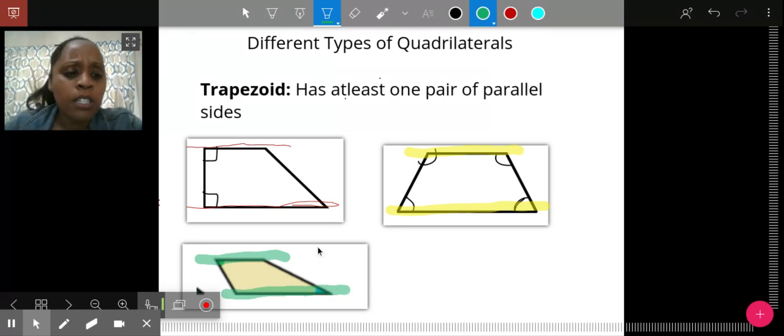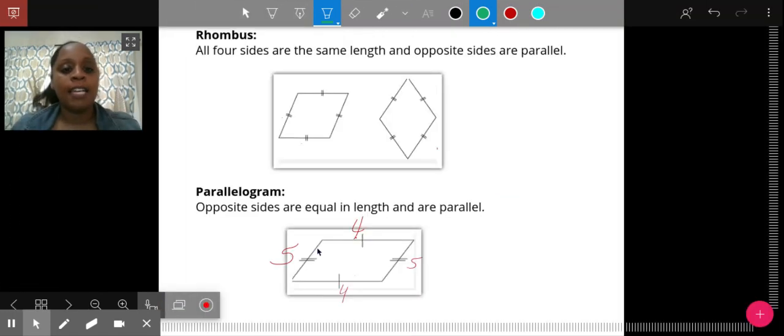All right, now we're going to move on to the next quadrilateral that we're going to talk about, a rhombus. Now, in a rhombus, all four sides are the same length and opposite sides are parallel. So when it says all sides are the same length, that means this side is the same as this side. And this side is the same. This side is the same. So all sides are the same length. Okay? Same thing here. This side, and this side, and this side. They're all the same length.